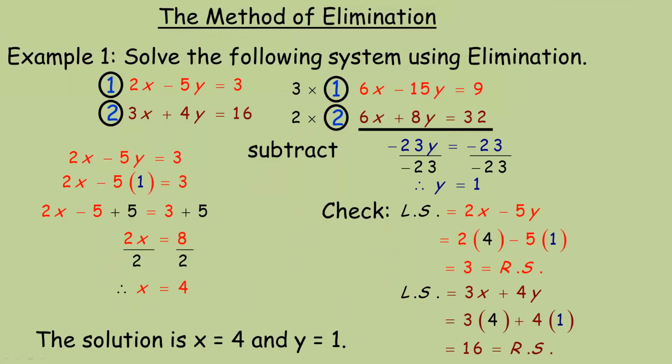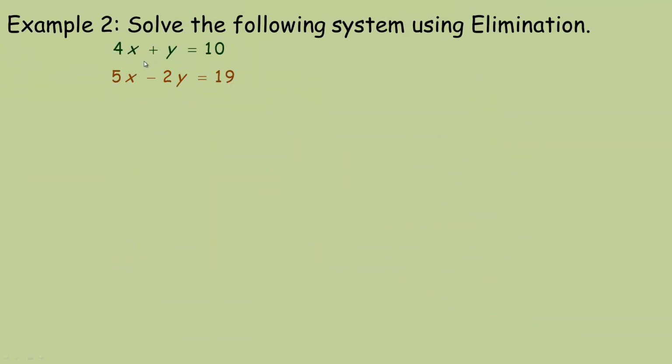Okay. So let's go on to the second example. So 4x plus y equals 10, 5x minus 2y equals 19. So I said I would do one example of adding and one of subtracting. Now when one of your variables has a coefficient of 1 or negative 1, then you can do a little bit shorter or quicker elimination. So again, I'm going to call this equation 1 and 2 here.